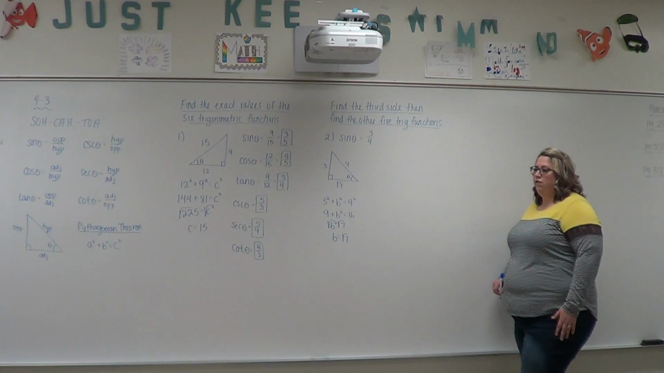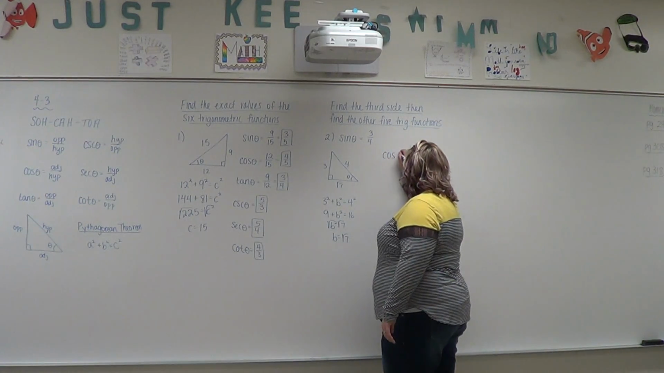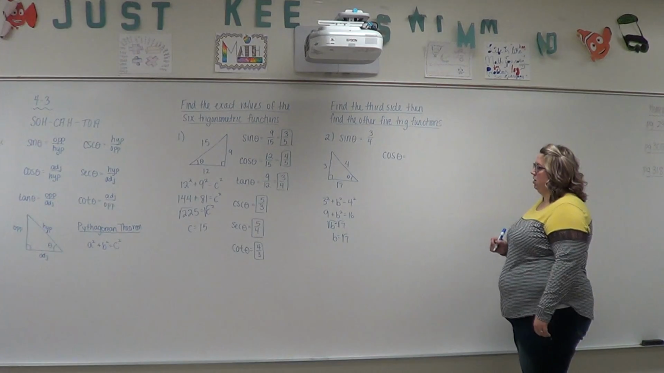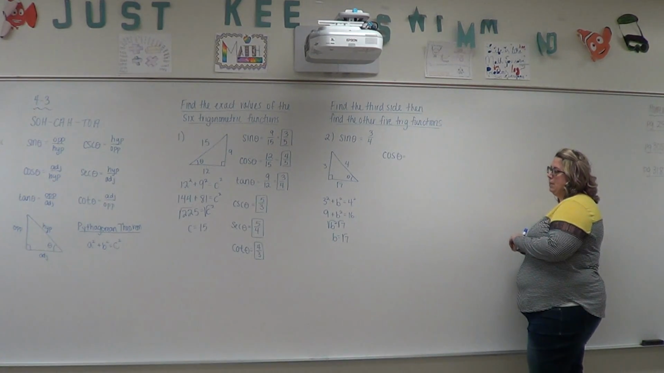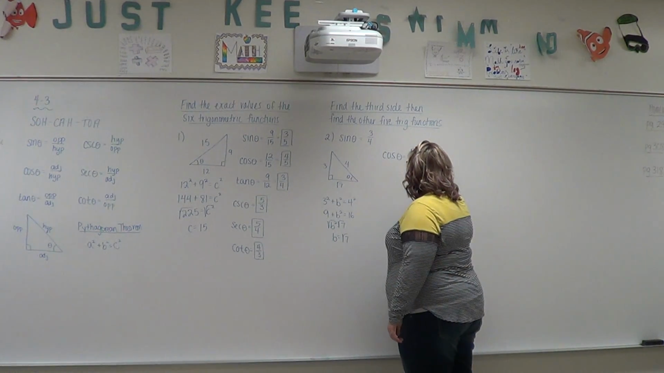Okay, so let's find the other 5. So you already found sine. Okay, so what's your cosine going to be? It's adjacent over hypotenuse. Square root of 7 over root of 4. Good, square root of 7 over 4.